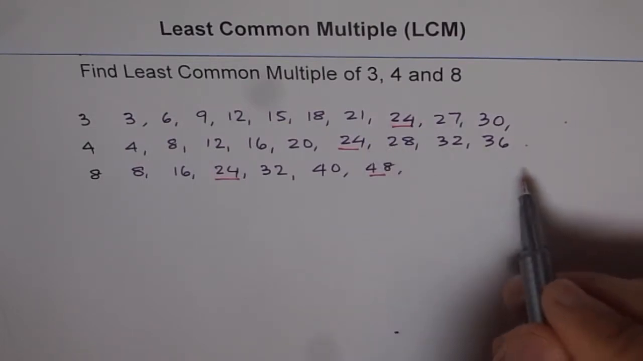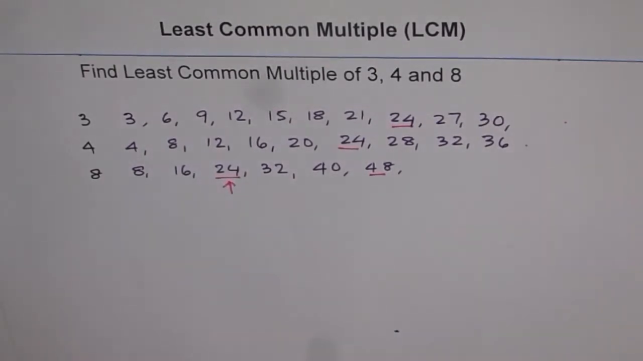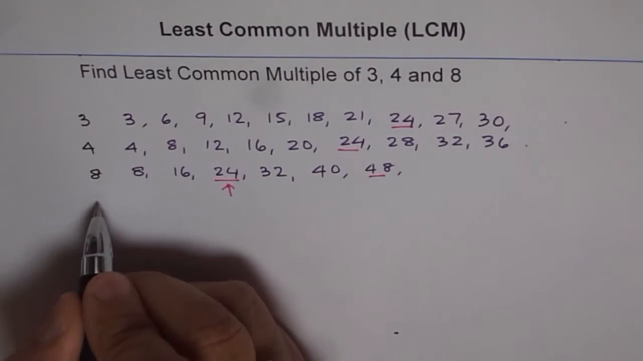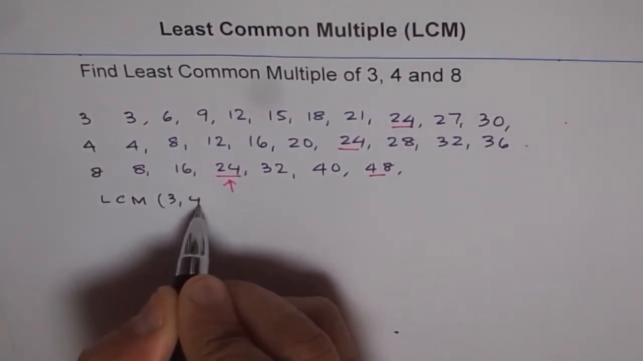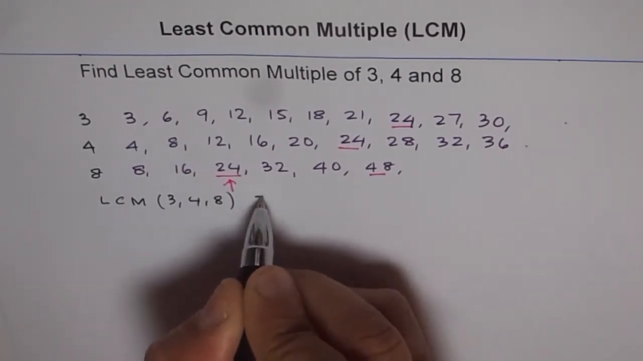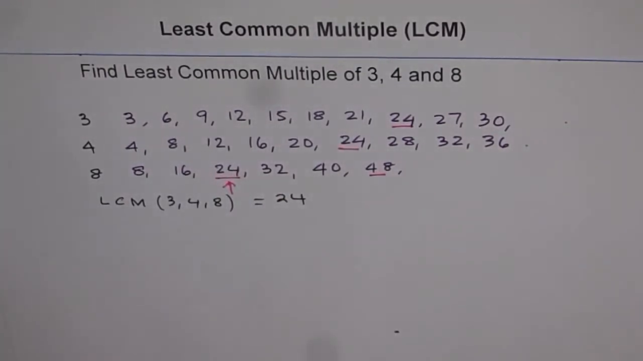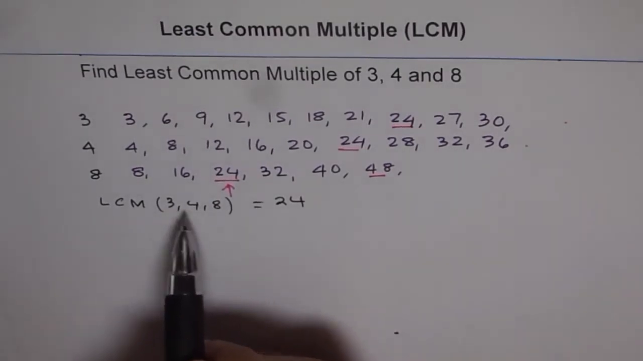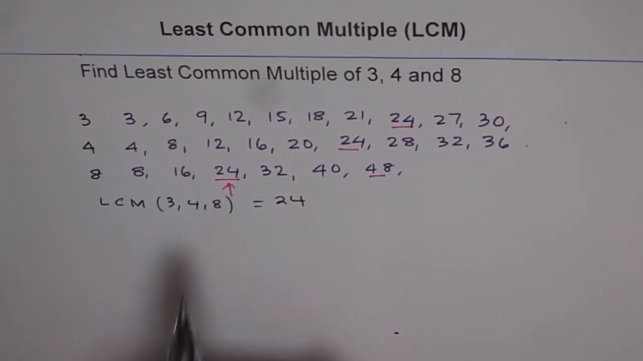Now out of these common multiples, the least of course is 24. And therefore we have our answer. That is, the LCM for 3, 4 and 8, these three numbers, is 24. So 24 is a multiple of 3, 4 and 8 and it is the lowest multiple of 3, 4 and 8. Now we'll find this answer using repeated division, right?